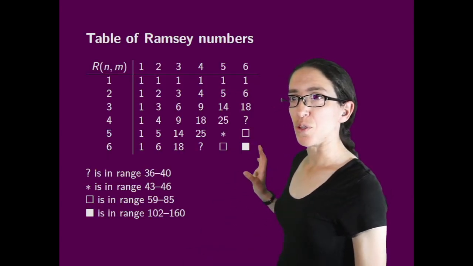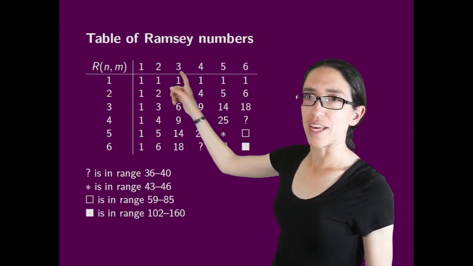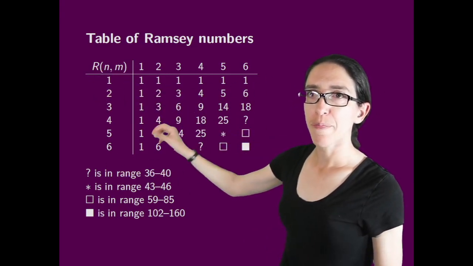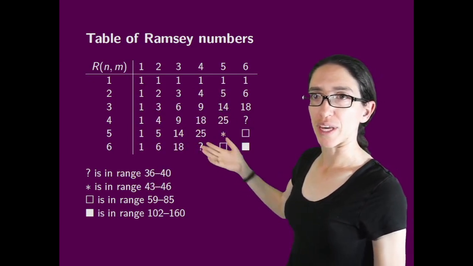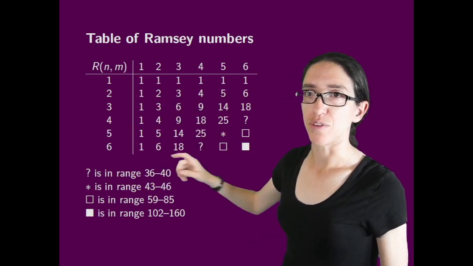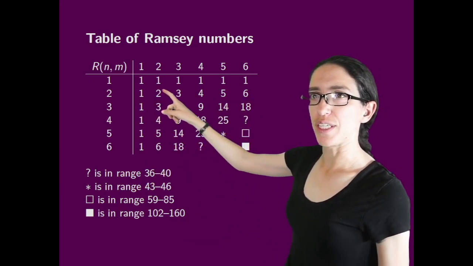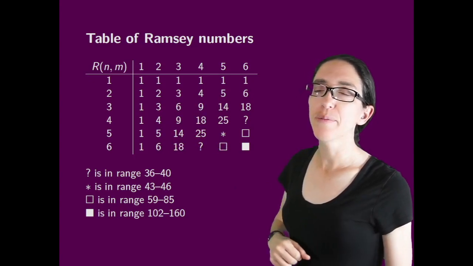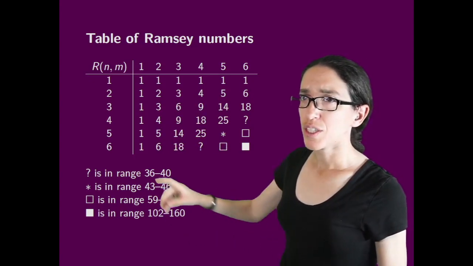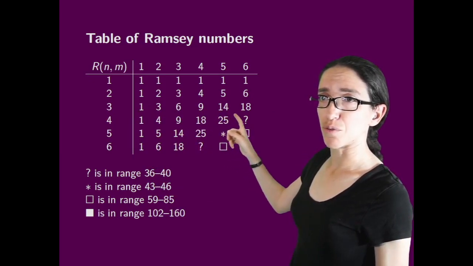Here's the table of known Ramsey numbers so far, up to 6. Here's the table of R(n,m) for n going across and m going down. So you see it's symmetric, first of all, because of the symmetry we talked about. We have 1s along the first row and first column, because R(1, anything) is 1. R(2, anything) is itself, so these numbers are 2, 3, 4, 5, 6, etc. And after that, it gets quite difficult. So R(3,n) goes 1, 3, 6, 9, 14, 18.